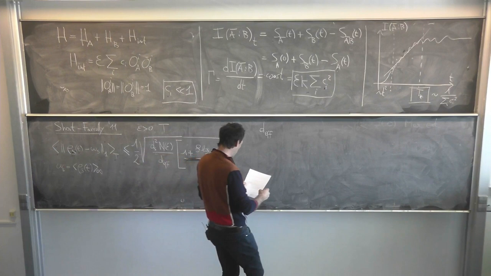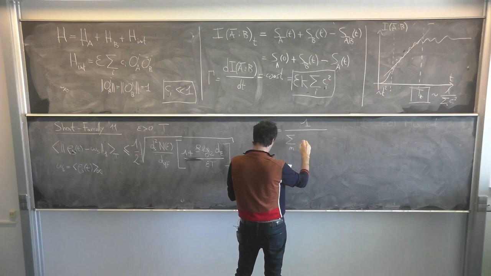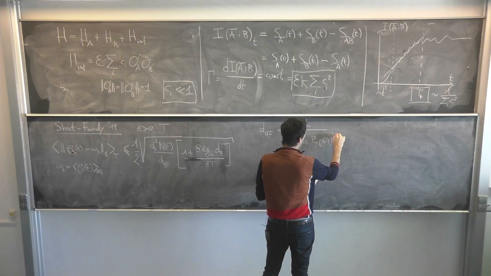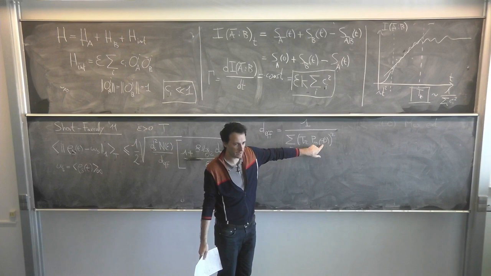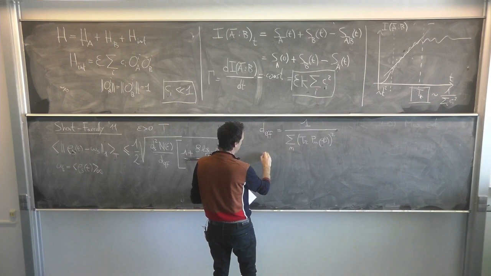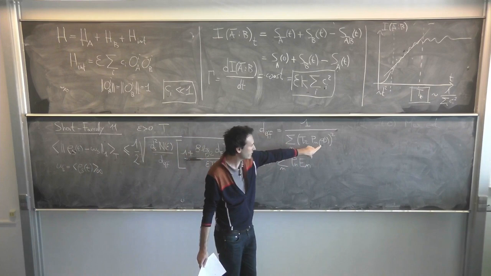This is what they call the effective dimension of the state, which is just defined as follows. Trace of Pn rho 0 squared. So rho 0 is the initial state of the full system, not just the subsystem. And Pn are just projectors on the energy eigenspaces. So the Hamiltonian here is just sum over n, Pn, En. So this is the only place where the dependence on the initial state enters, this number here.